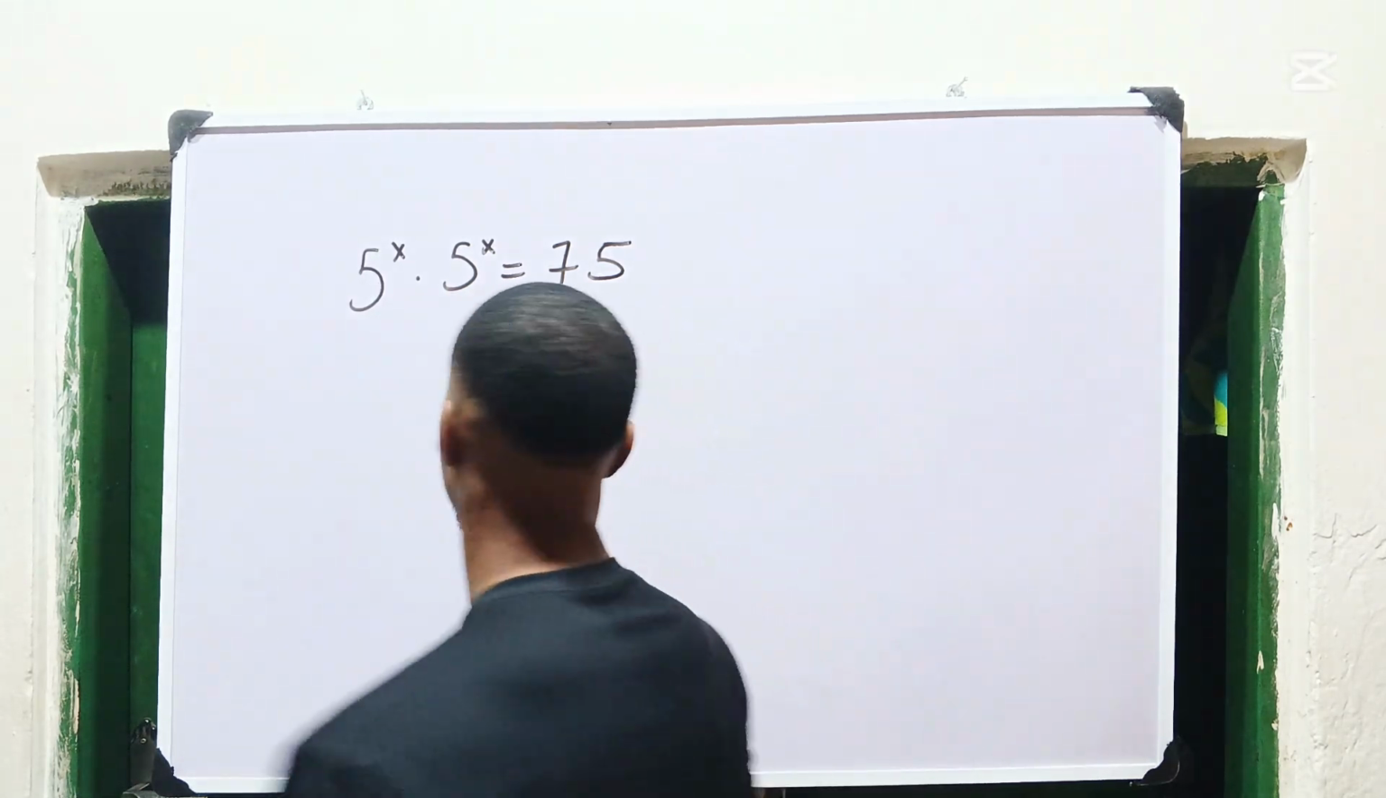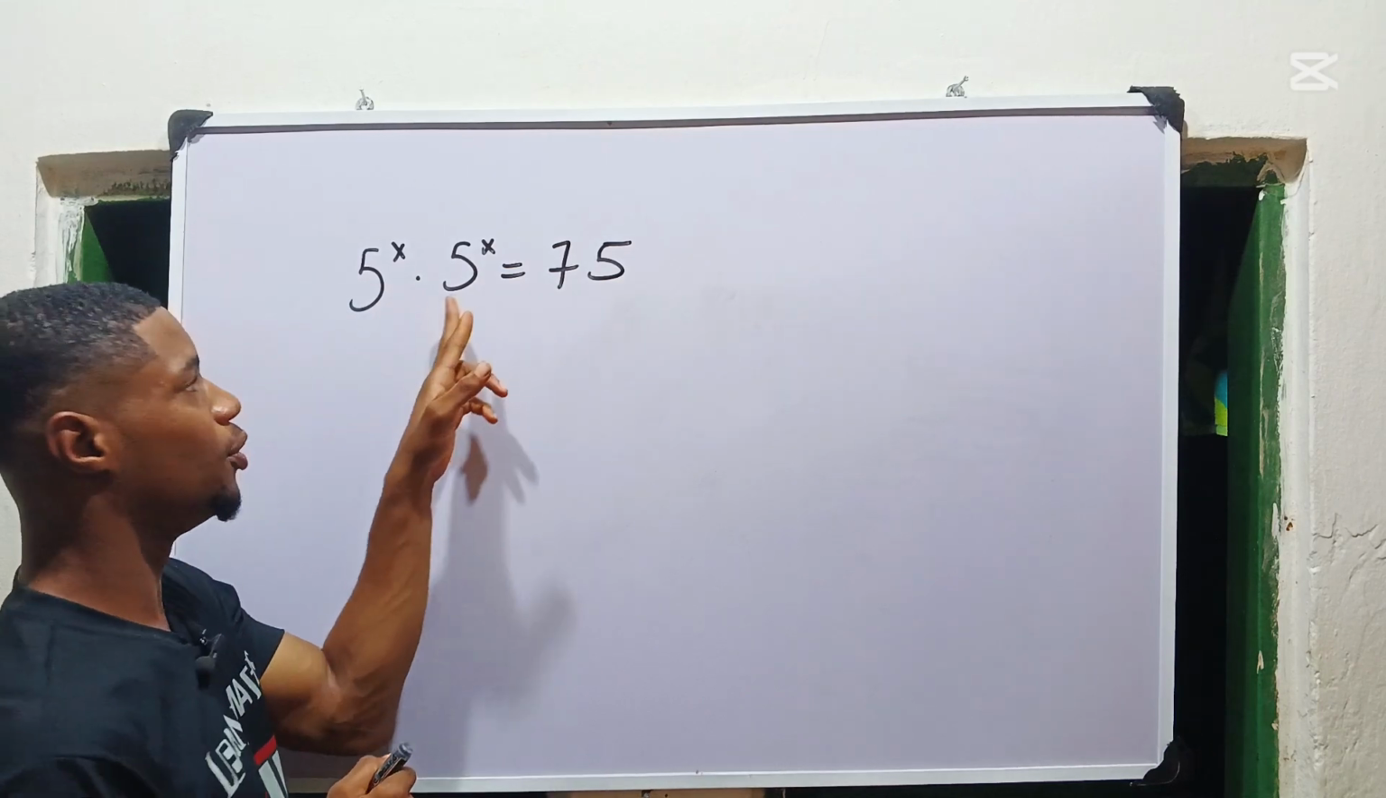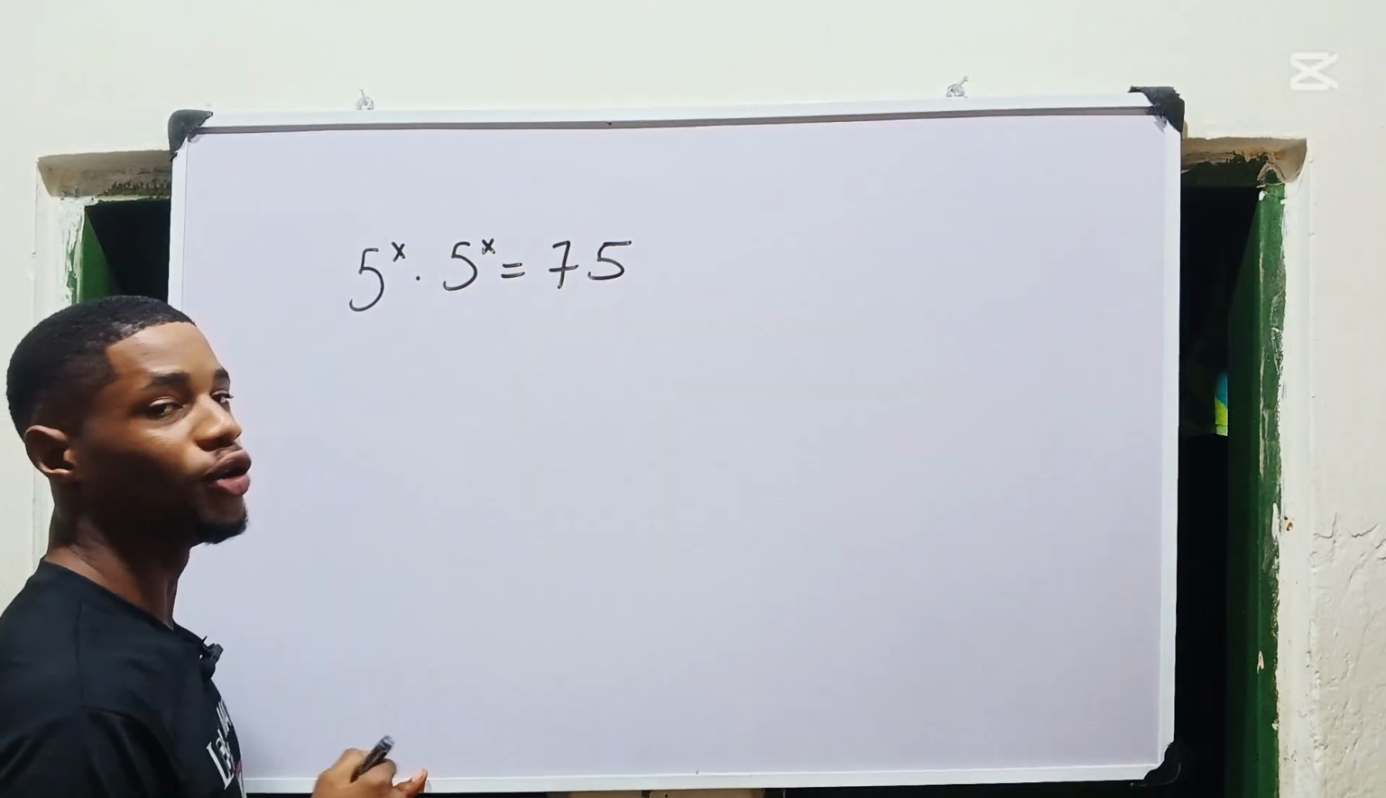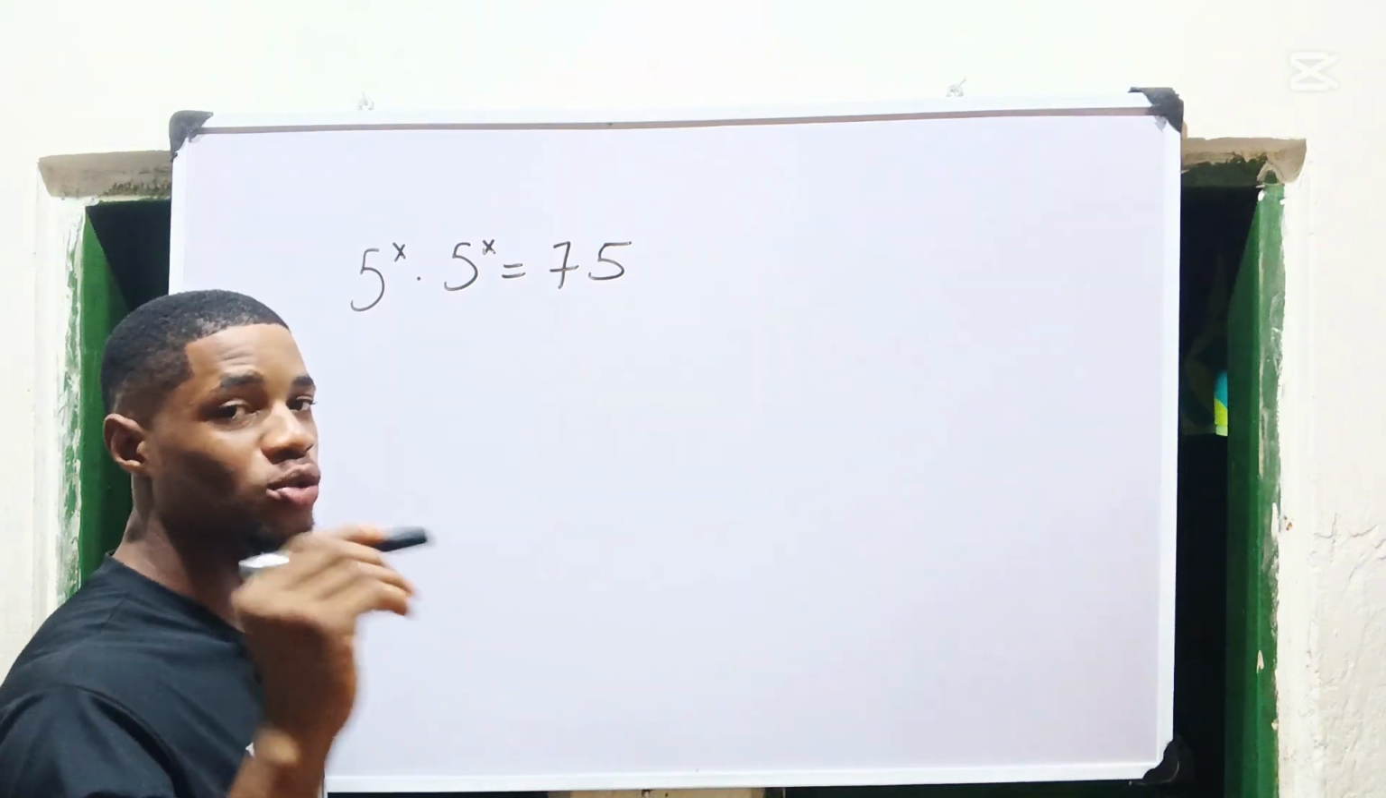Okay, it says 5 raised to power x dot 5 raised to power x is equal to 75. And we're going to solve for the value of x. Okay, let's do that quickly.